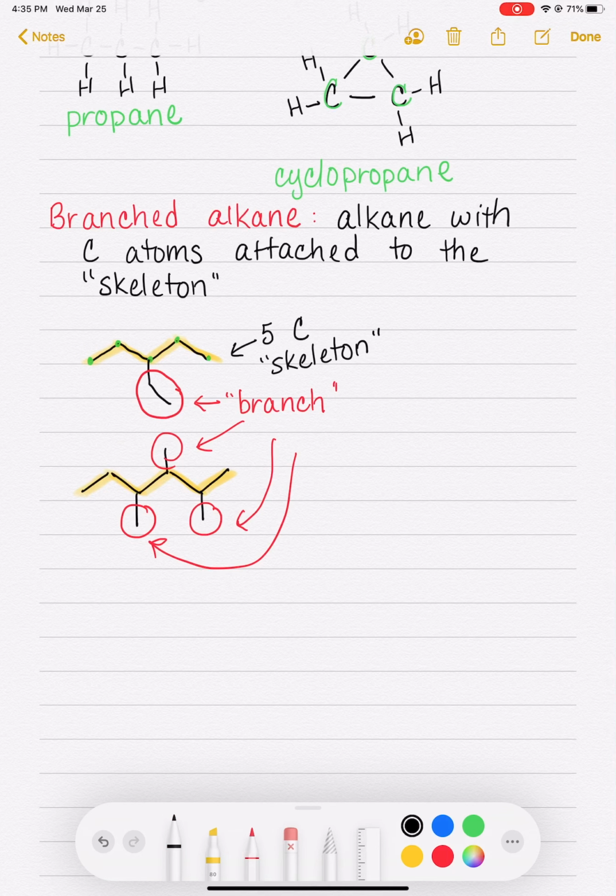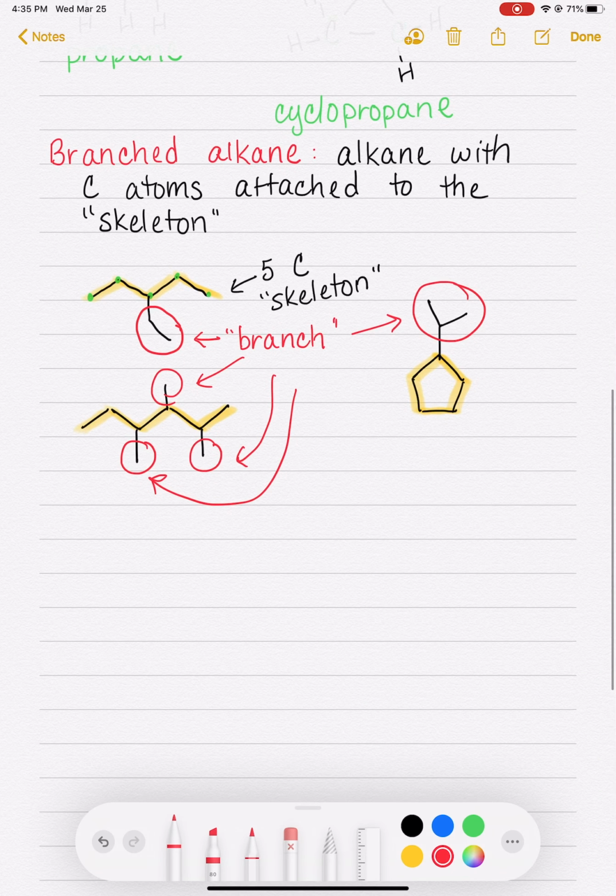We can also have branched cycloalkanes. So let's make it even more exciting. There's a branched cycloalkane. There is our skeleton. Our skeleton is the ring. And the carbon atoms that are attached are the branch. We're going to learn how to name branched alkanes, but not right now.